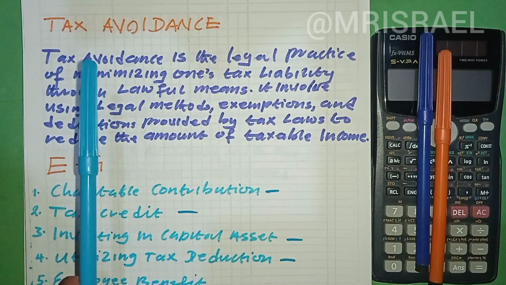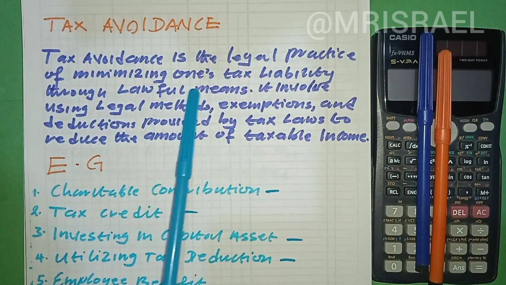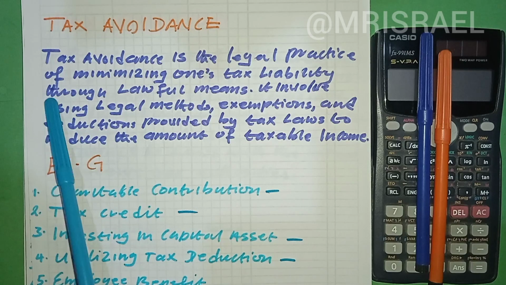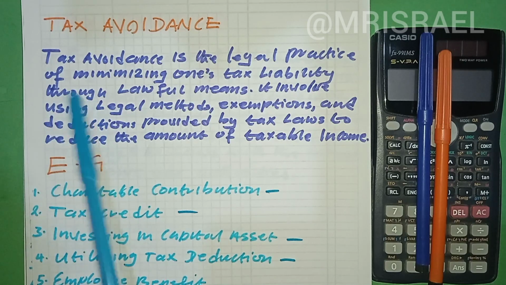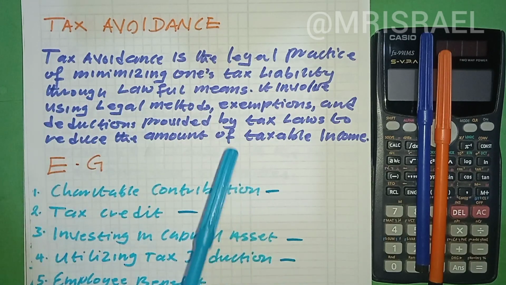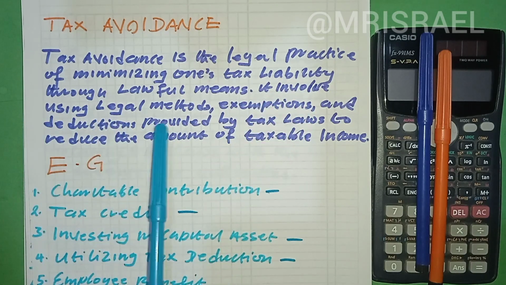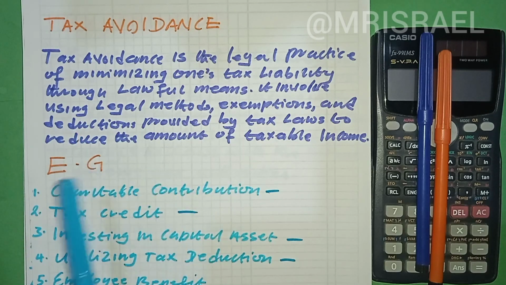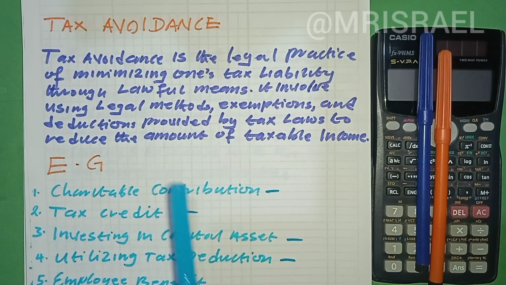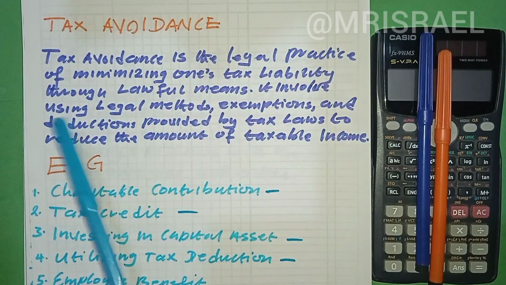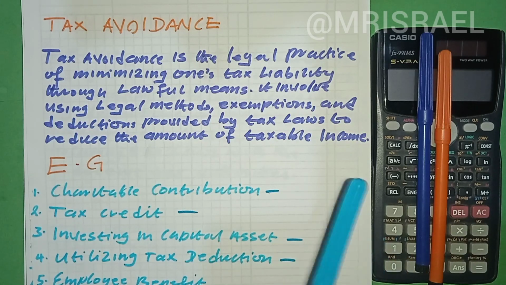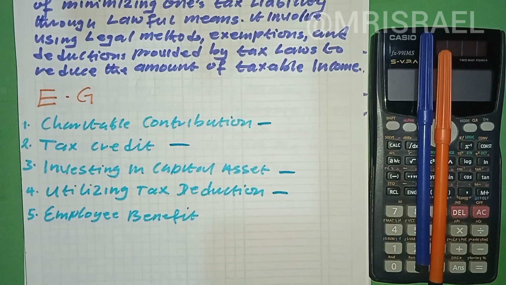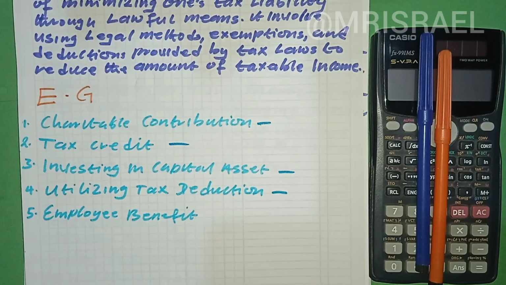Tax avoidance is the legal practice of minimizing one's tax liability through lawful means. It involves using legal methods, exemptions, and deductions provided by tax law towards reducing the amount of taxable income. You can utilize those methods, exemptions and deductions, to reduce the amount of your taxable income. Now, let's look at these methods and deductions that we can use to reduce our taxable income.